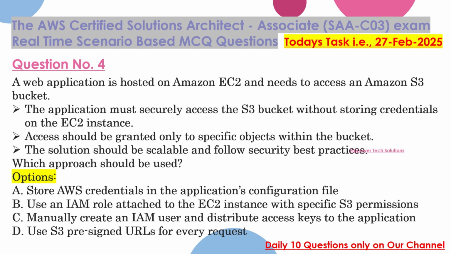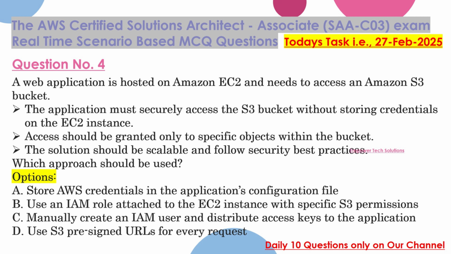Question 4. A web application is hosted on Amazon EC2 and needs to access an Amazon S3 bucket. The application must securely access the S3 bucket without storing credentials on the EC2 instance. Access should be granted only to specific objects within the bucket. The solution should be scalable and follow security best practices. Which approach should be used?